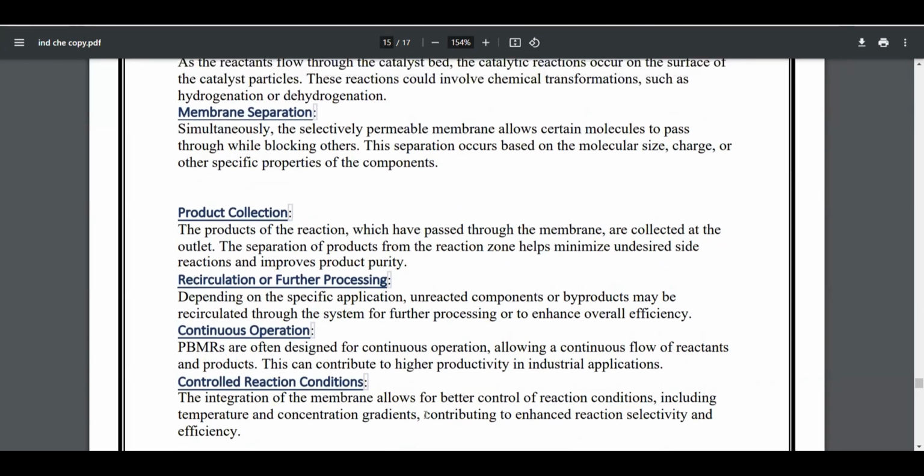Depending upon the specific application, unreacted components or byproducts will be recirculated to the system for further processing in order to enhance the overall efficiency of the reaction. The integration of the membrane also allows for better control of the reaction conditions, which includes the temperature and the concentration gradients, that will contribute to the reaction efficiency, reaction selectivity, and the output.